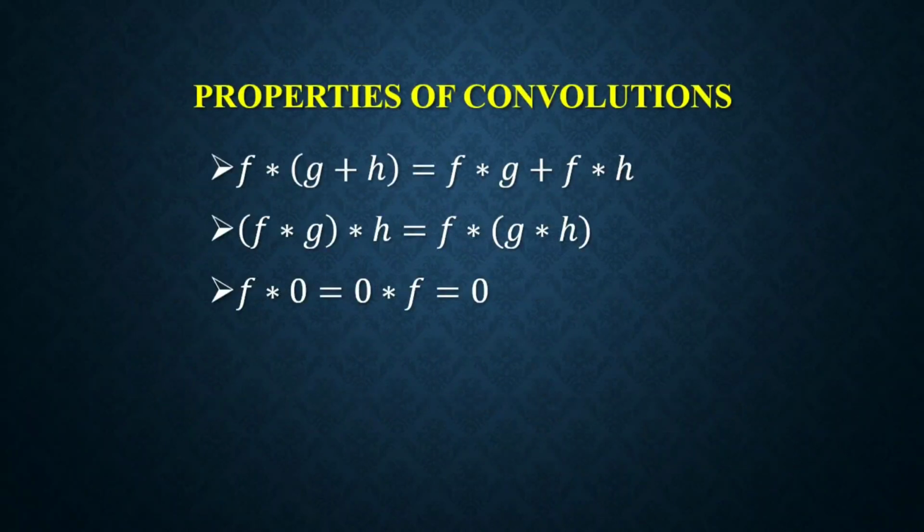Similarly, we have other properties of convolution, that is f star (g plus h) is equal to f star g plus f star h, and f star (g star h) is equal to (f star g) star h, and f star 0 is equal to 0 star f, which is equal to 0.